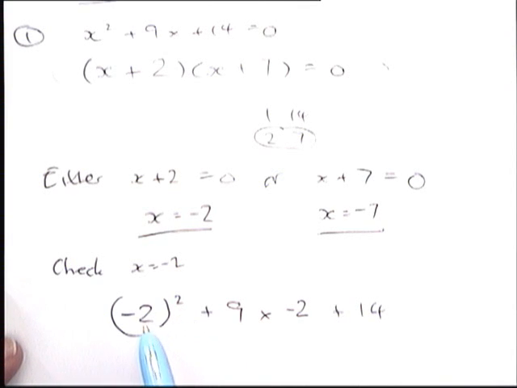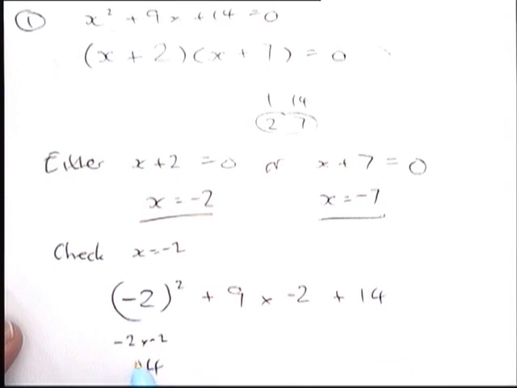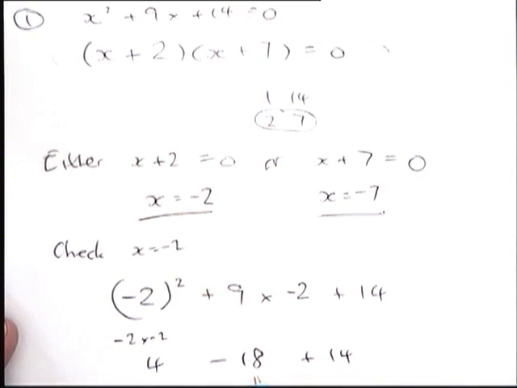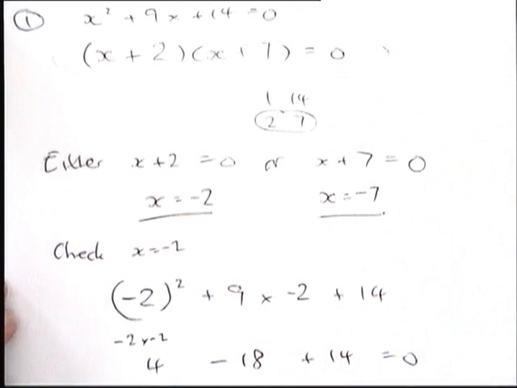Minus 2 squared means minus 2 times minus 2, and that is 4, a plus 4. A minus times a minus is a plus. Plus 9 times minus 2, a plus times a minus is a minus. So that will give me minus 18, and then I've got my plus 14. And 4 minus 18 is minus 14. When I add that 14 on, I will get 0. And I know there I have that answer correct.